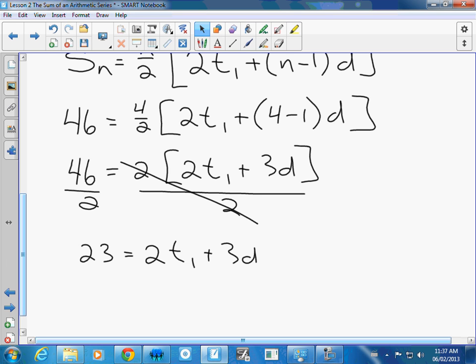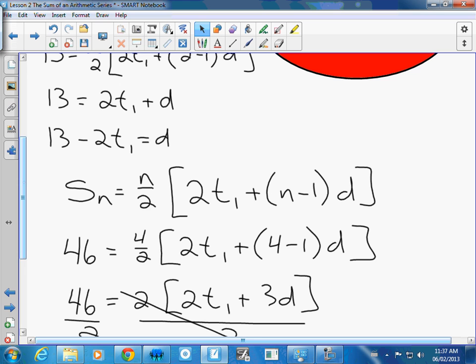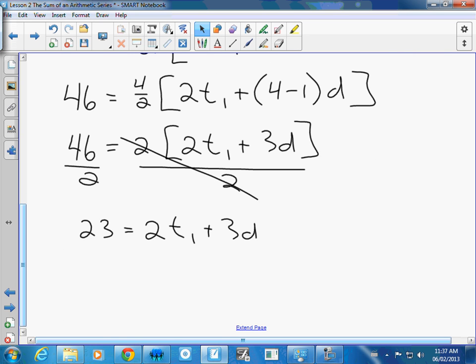Okay, now look at the last one. What did we do to the last one? What did we get isolated? D. Right? What do you think we're going to try to do on this one? Isolate D. Why not? So we're going to move the positive 2t1 to the other side, becomes negative. So 23 minus 2t1 equals 3d. Well, there it is. That's still not D by itself. What's attached to that D? A 3. When they're side by side, how is it attached to it? Multiplication. So then what do we do? We divide.